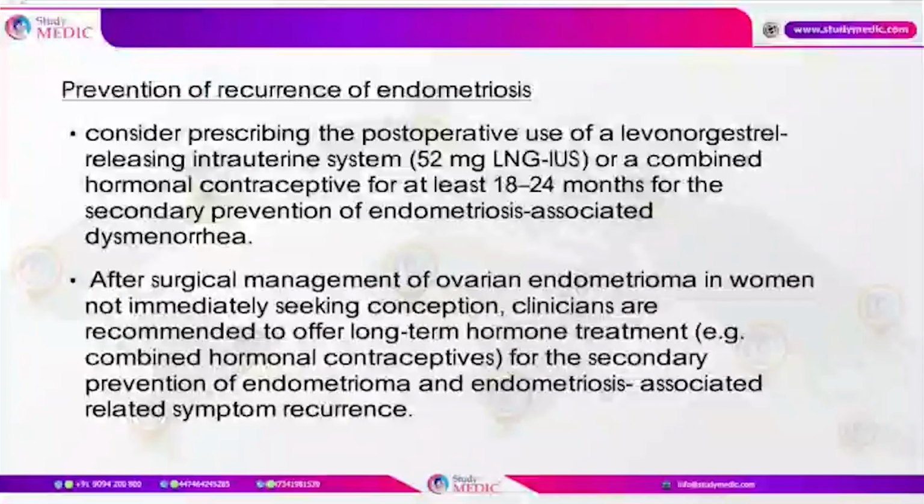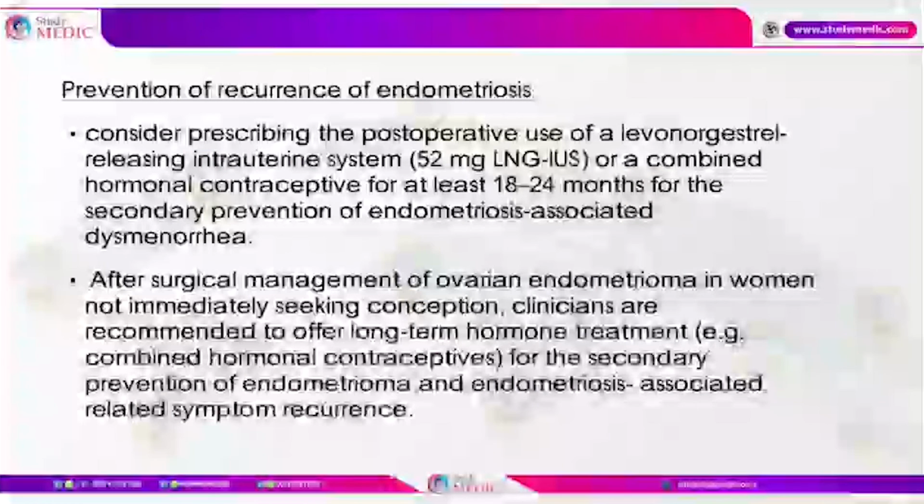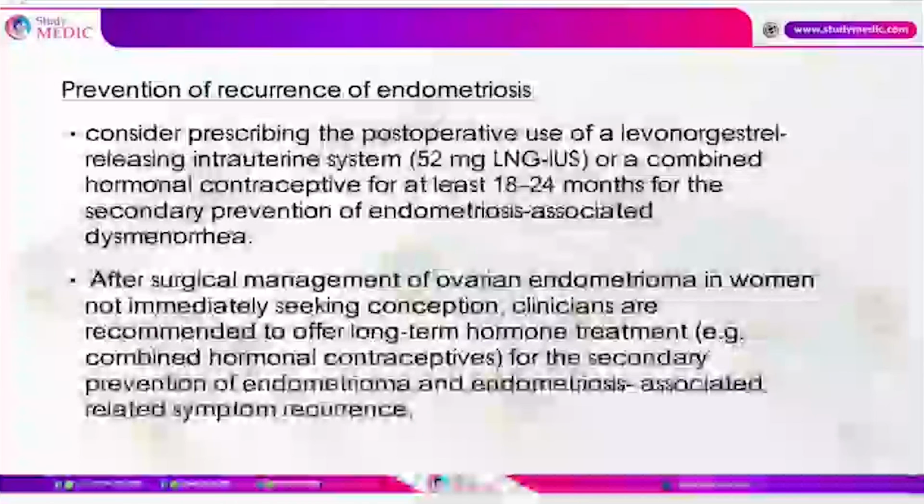In order to prevent recurrence of endometriosis, you can consider an LNG intrauterine system or combined hormonal contraceptive for at least a period of 18 to 24 months. After surgical management of ovarian endometrioma in women not immediately seeking conception, clinicians must recommend offering long-term hormonal treatment so that recurrence can be avoided.